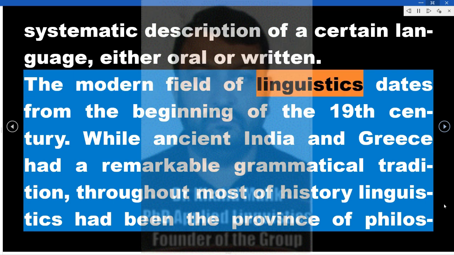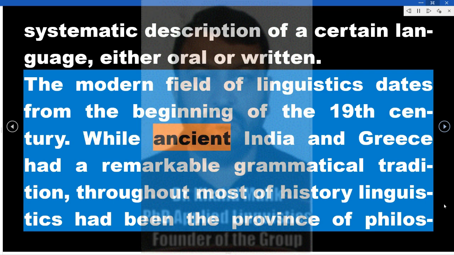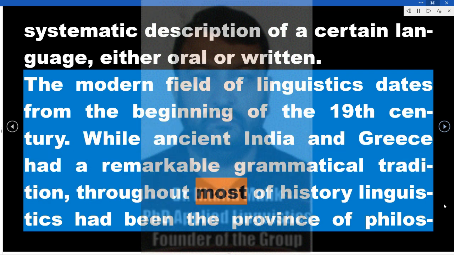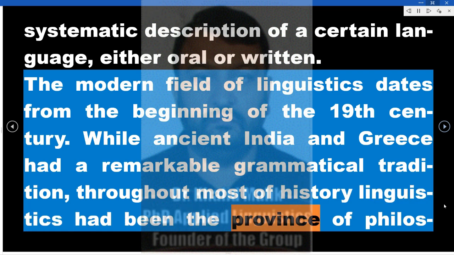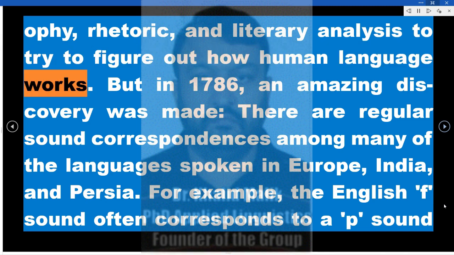The modern field of linguistics dates from the beginning of the 19th century. While ancient India and Greece had a remarkable grammatical tradition, throughout most of history linguistics had been the province of philosophy, rhetoric, and literary analysis, trying to figure out how human language works.